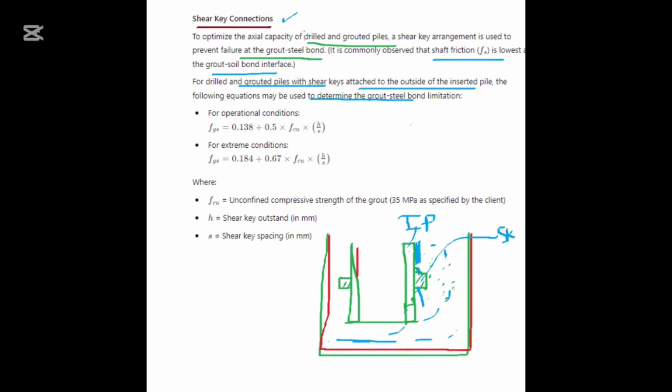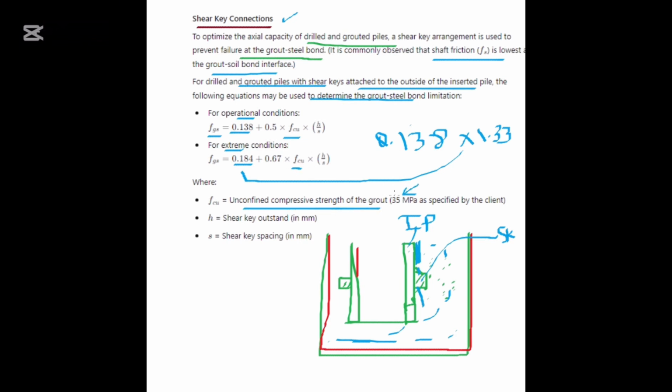So what we are talking about is the grout steel bond limitation. For FGS, you see 0.138 for operational condition and 0.184 for extreme condition; there are two conditions. The 0.138 we multiply by 1.33, and 0.184 and 0.5 times 1.3 also gives 0.361. That's FCU. FCU is the unconfined compressive strength. This is the minimum we need to consider, 17 MPa as per APR Pitway.